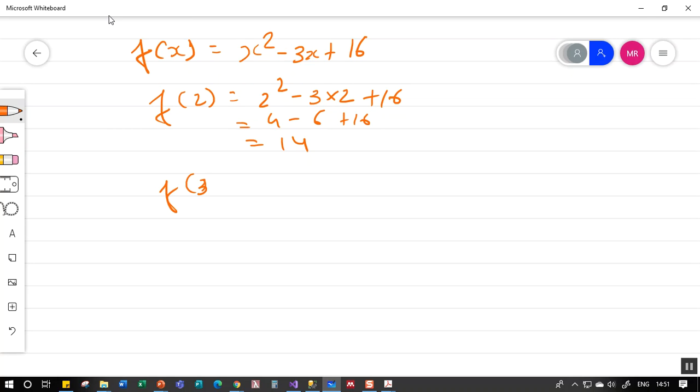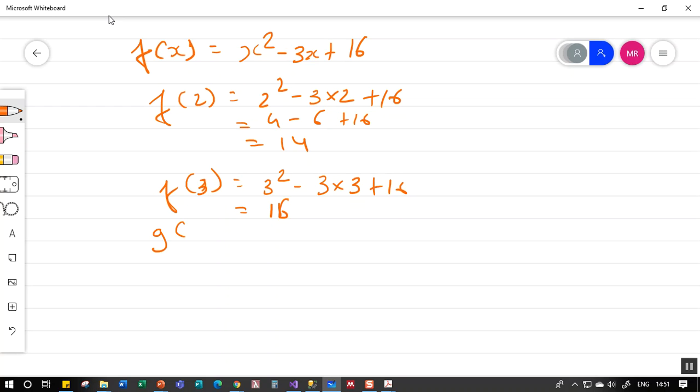f of 3, then it will be 3 square minus 3 into 3 plus 16. And this will come to how much? 16. Okay, there is one more function.